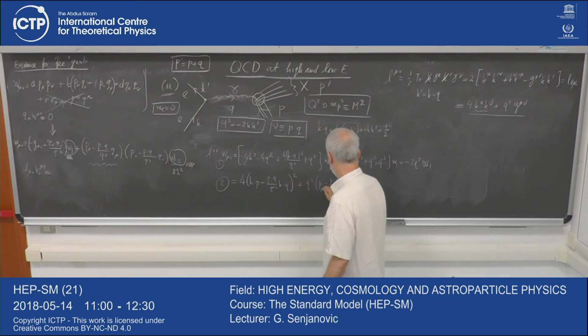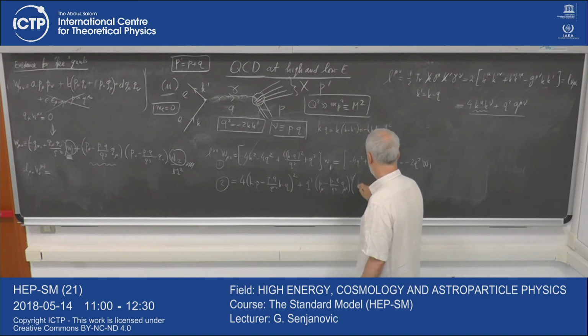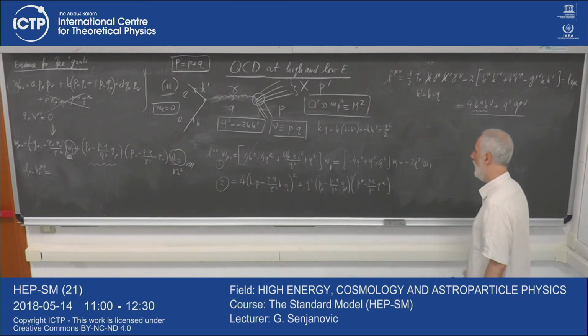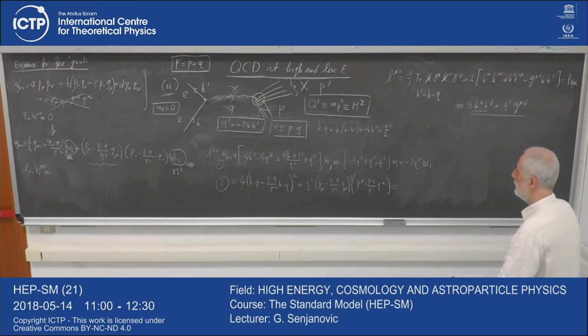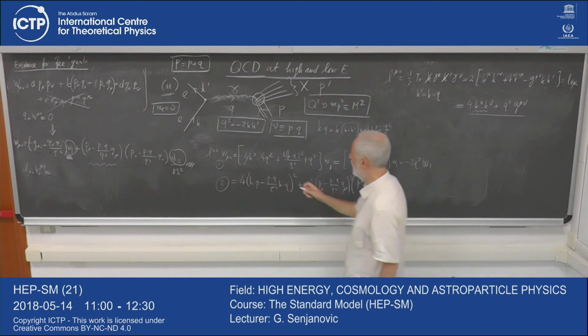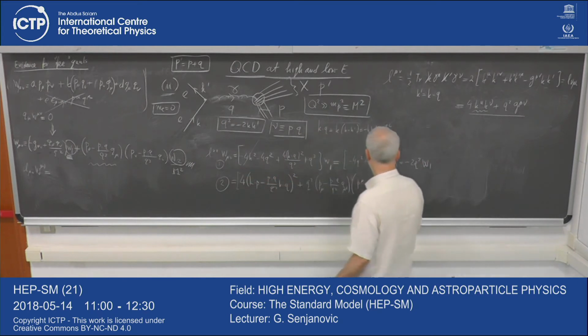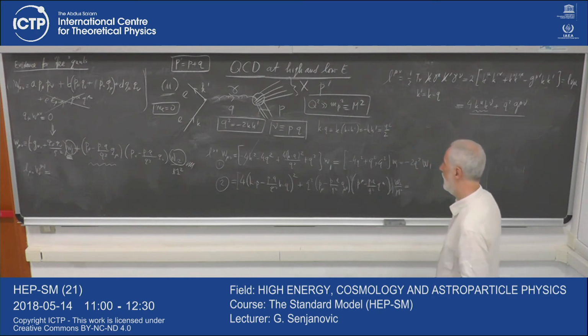Or let me be correct, so that I don't lose you. P mu minus p over q squared, q mu. This is a bit messy. Then there is W2 over m squared. Let's just catch what will happen.